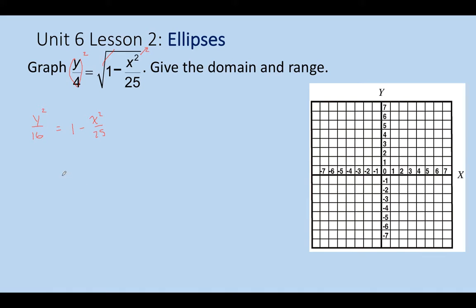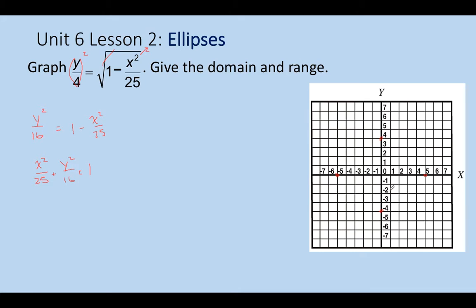That actually looks fairly close. If I add the x squared over 25 to both sides, I get what I want: x squared over 25 plus y squared over 16 is equal to 1. And I can go ahead and graph my vertices now. I know that it's going to be a horizontal one because this number is bigger. So I've got 5 and negative 5, the square root of 25, and then 4 and negative 4 down here.